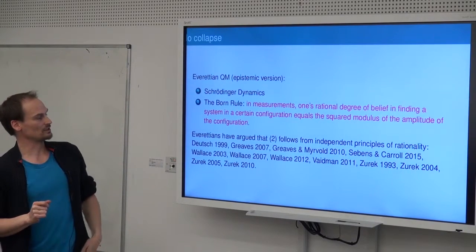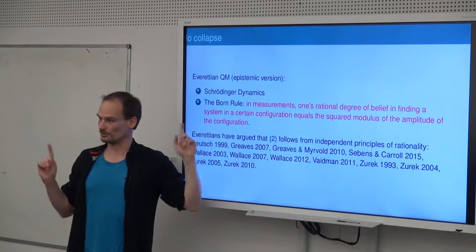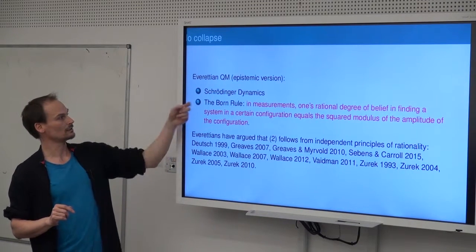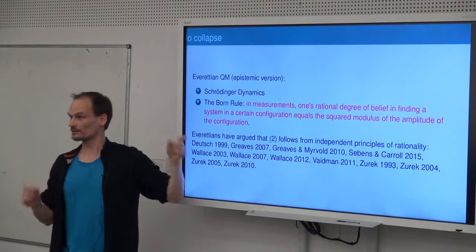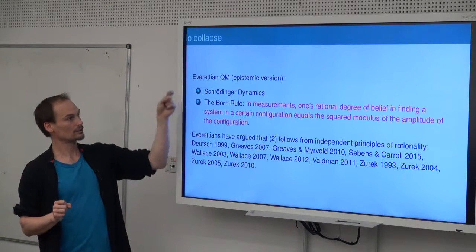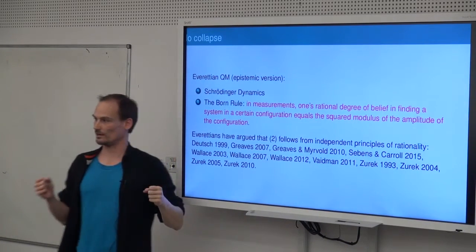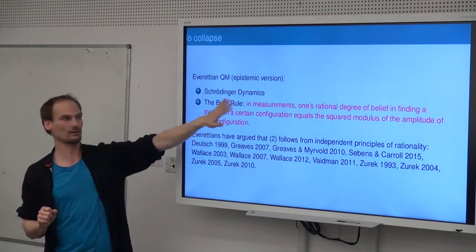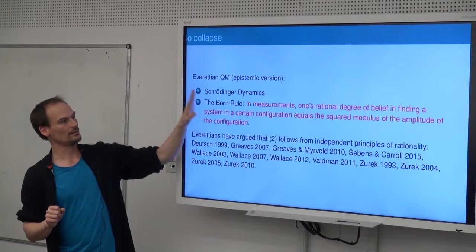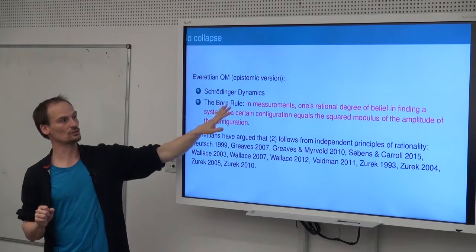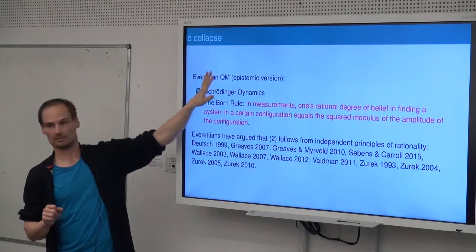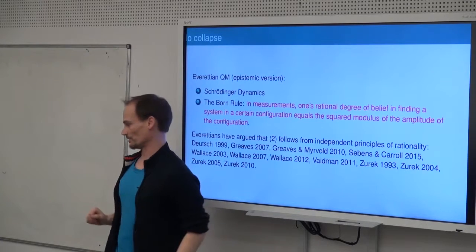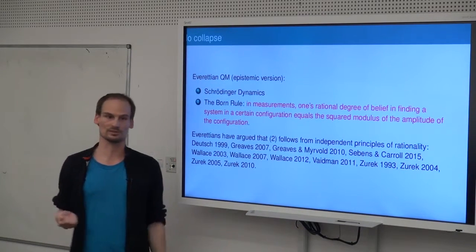Before I said, that's bizarre, how could that be a law of nature? But notice that for the Everettian, the Born Rule doesn't have to be a law of nature. In fact, the Everettian is quite insistent that the Schrödinger equation is the only dynamical law of nature. So this is the law of nature. This is something else. This is not a law of nature. This is something that has to be shown to be true based on the basic picture of reality that quantum physics paints, together with independent principles of rationality.